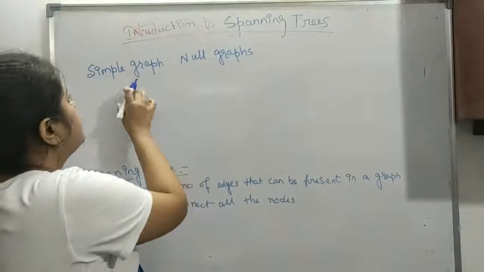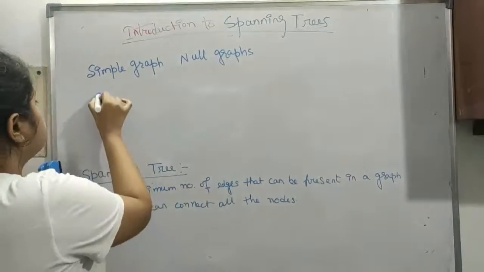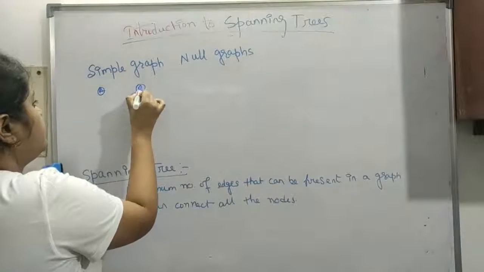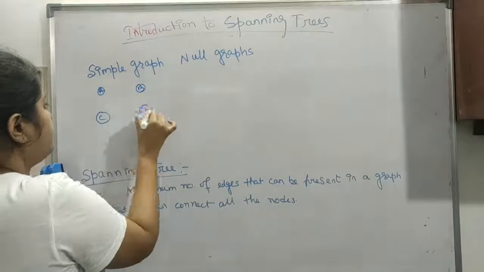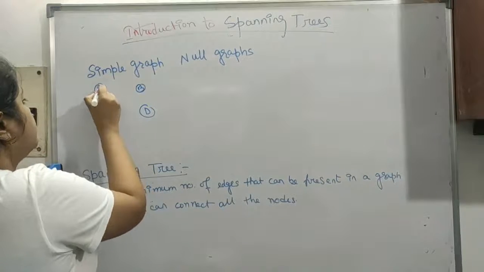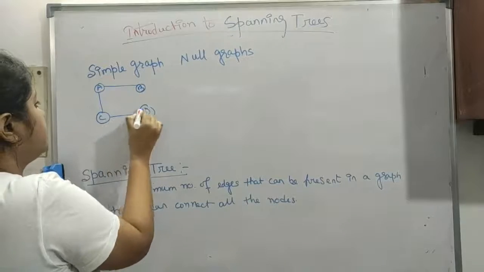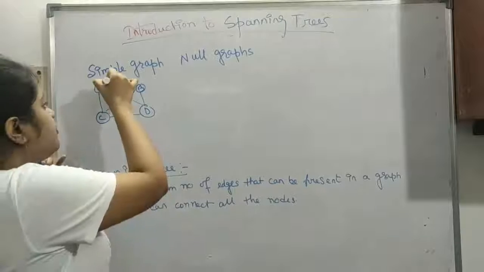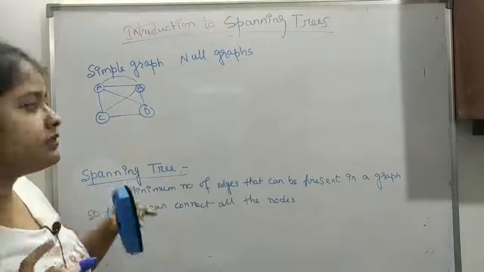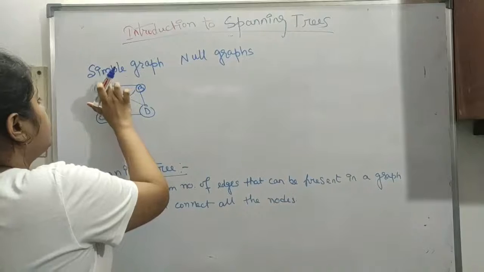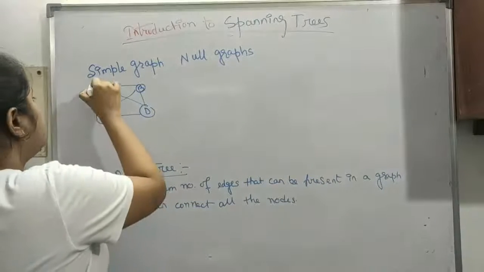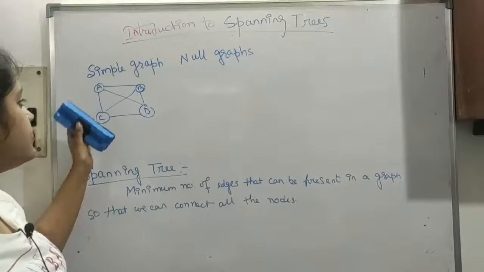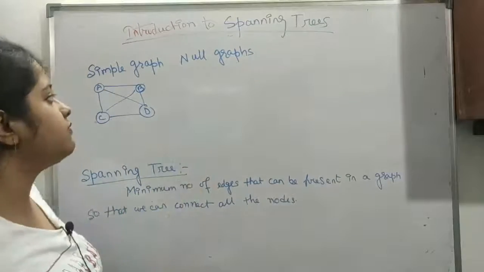Now the first thing is a simple graph. Let's say there are 4 nodes present, A, B, C and D. Let's say this is a simple graph: no multi-edge, meaning from A to B there cannot be another edge also. In a simple graph no multi-edge is present or self loop, like A to A. So all these are not present. So multi-edge is not present, no self loop is present.